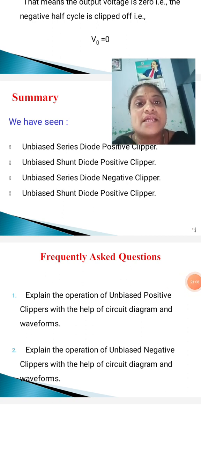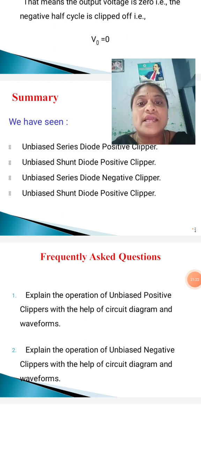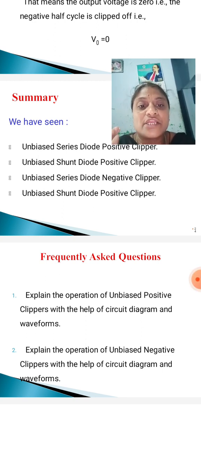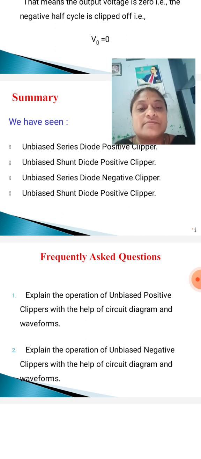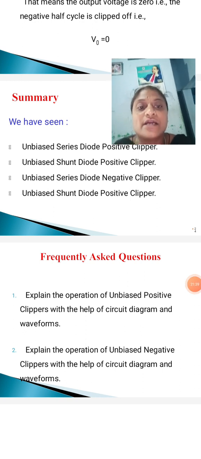Another question may be asked: explain the operation of unbiased shunt diode positive clippers with the help of circuit diagram and also input and output waveforms. Otherwise, another question may be asked: draw the circuit diagram of unbiased positive series and shunt clippers and also input and output waveforms. Many questions may be asked in one topic.